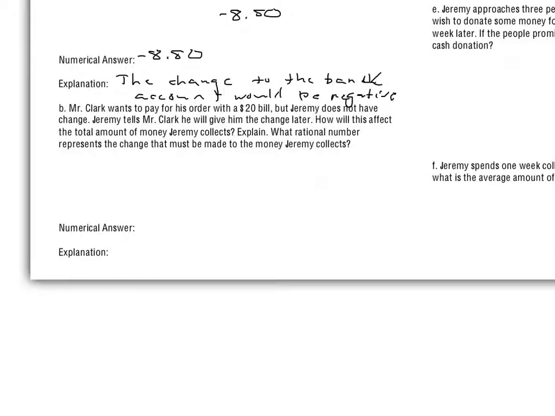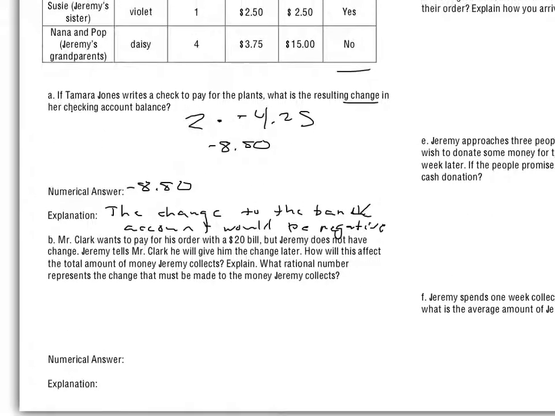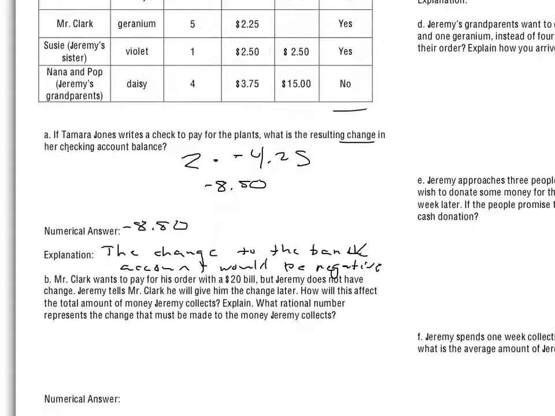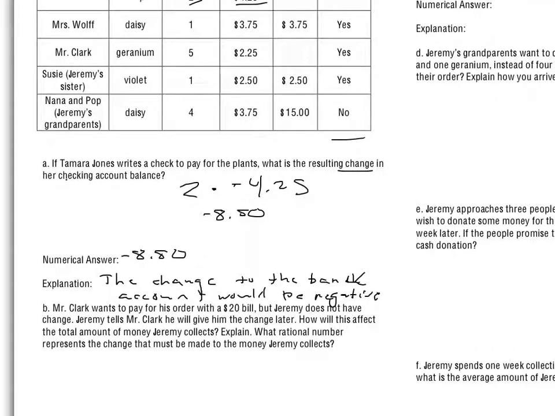Our next one says Mr. Clark wants to pay his order with a $20 bill, but Jeremy does not have the change. Jeremy tells Mr. Clark that he will give him the change later. How will this affect the total amount of money that Jeremy collects? Explain. What rational number represents the change that must be made for Jeremy to collect?